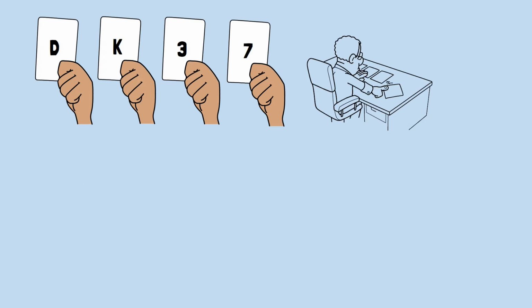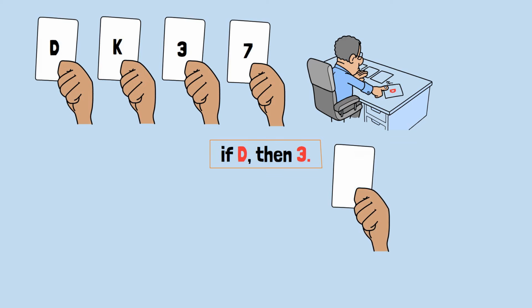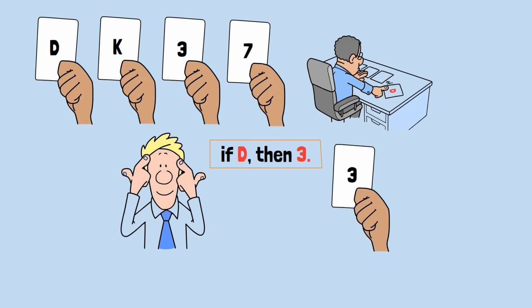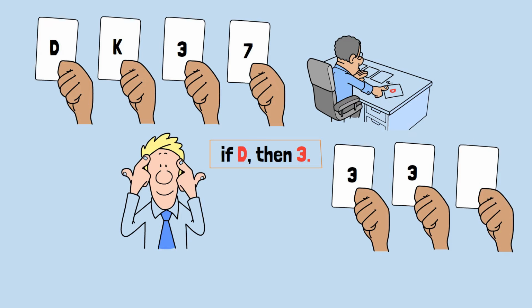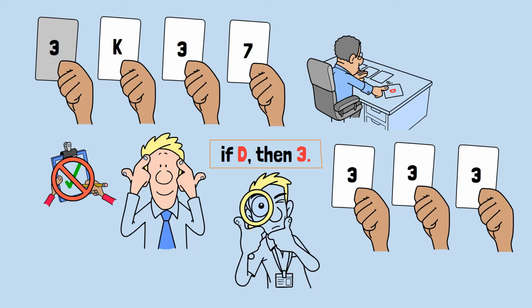Starting with the D card, this one feels intuitive, and for good reason. Our rule states, if D, then 3. So naturally, we need to verify that any card showing D actually has a 3 on the flip side. Think of it as a logical containment. The set of all D cards must be completely contained within the set of all cards with 3 on the back. If we flip the D and find a 3, great. The rule holds. If we find anything else, the rule is violated. We definitely need to check this one.